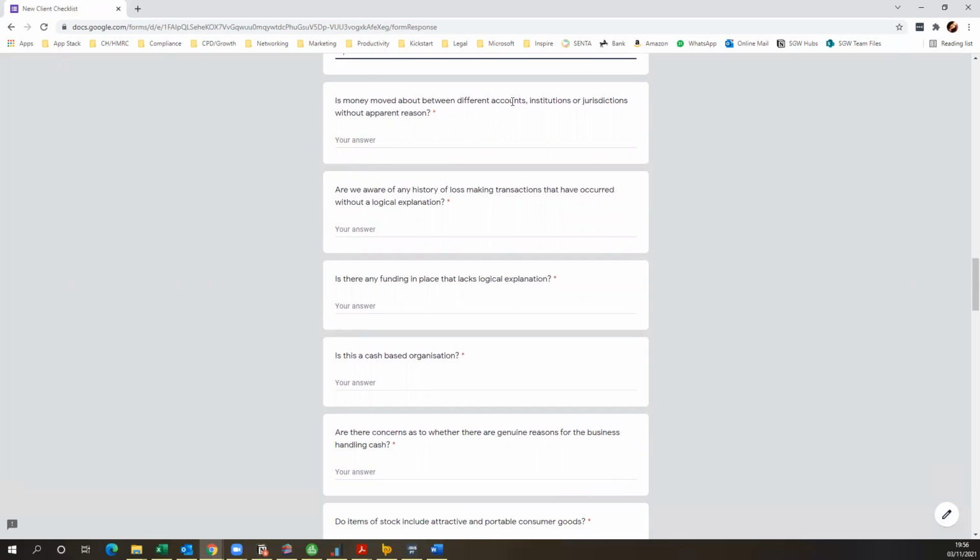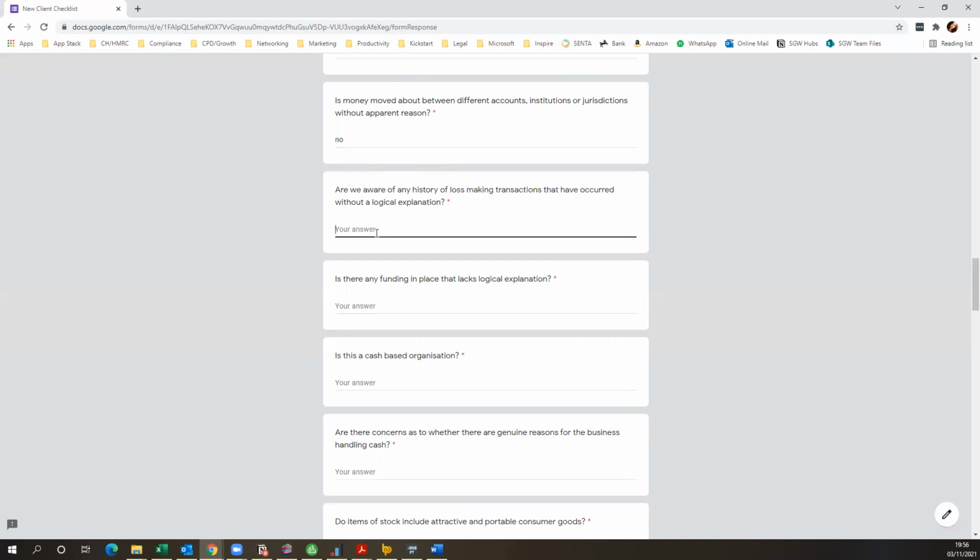Is money moved between different accounts, institutions or jurisdictions without apparent reason? Now, obviously money will move around. It's just if there seems to be a lot of transactions moving money around that don't seem to have any point. Again, I don't know if you would know that at this point before even taking the client on. It might not be obvious if there is. So just go on your best understanding at this point in time.